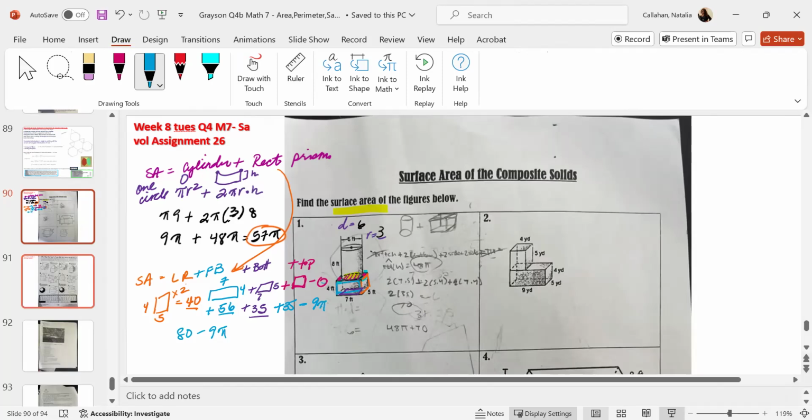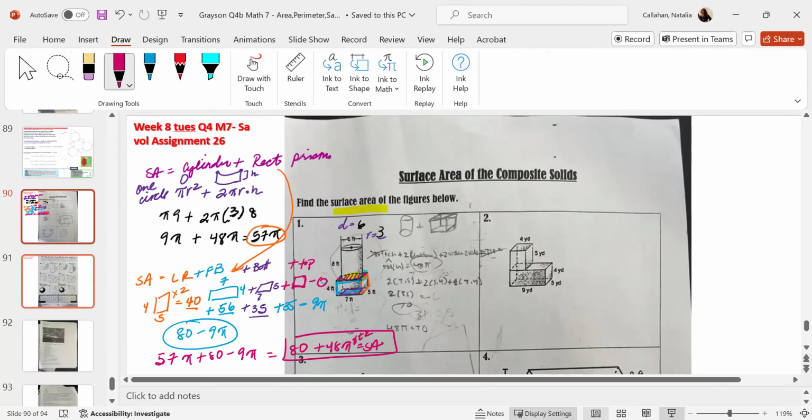80 minus 9 pi. So now what you do is you combine the two, right? 57 pi plus 80 minus 9 pi, which is 80 plus 48 pi. And that is your surface area. You understand? Yeah. And then feet square.